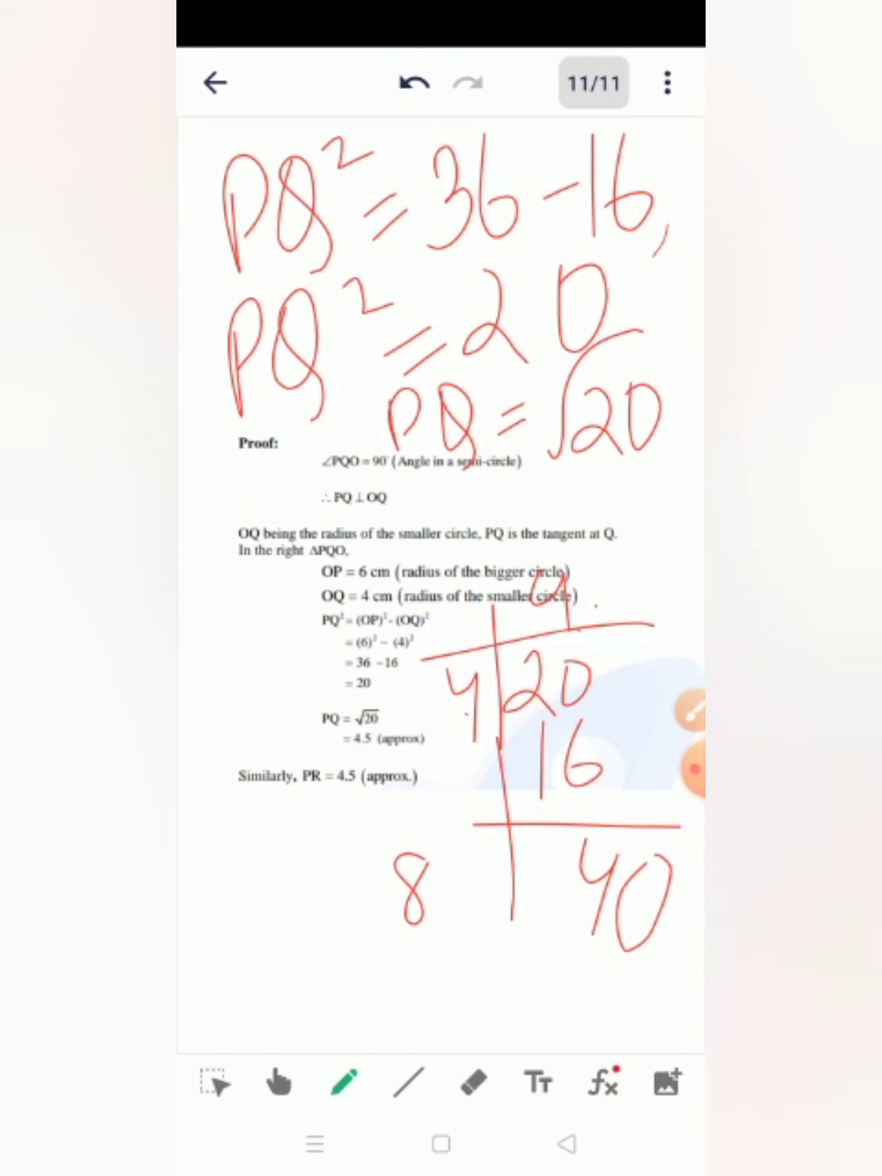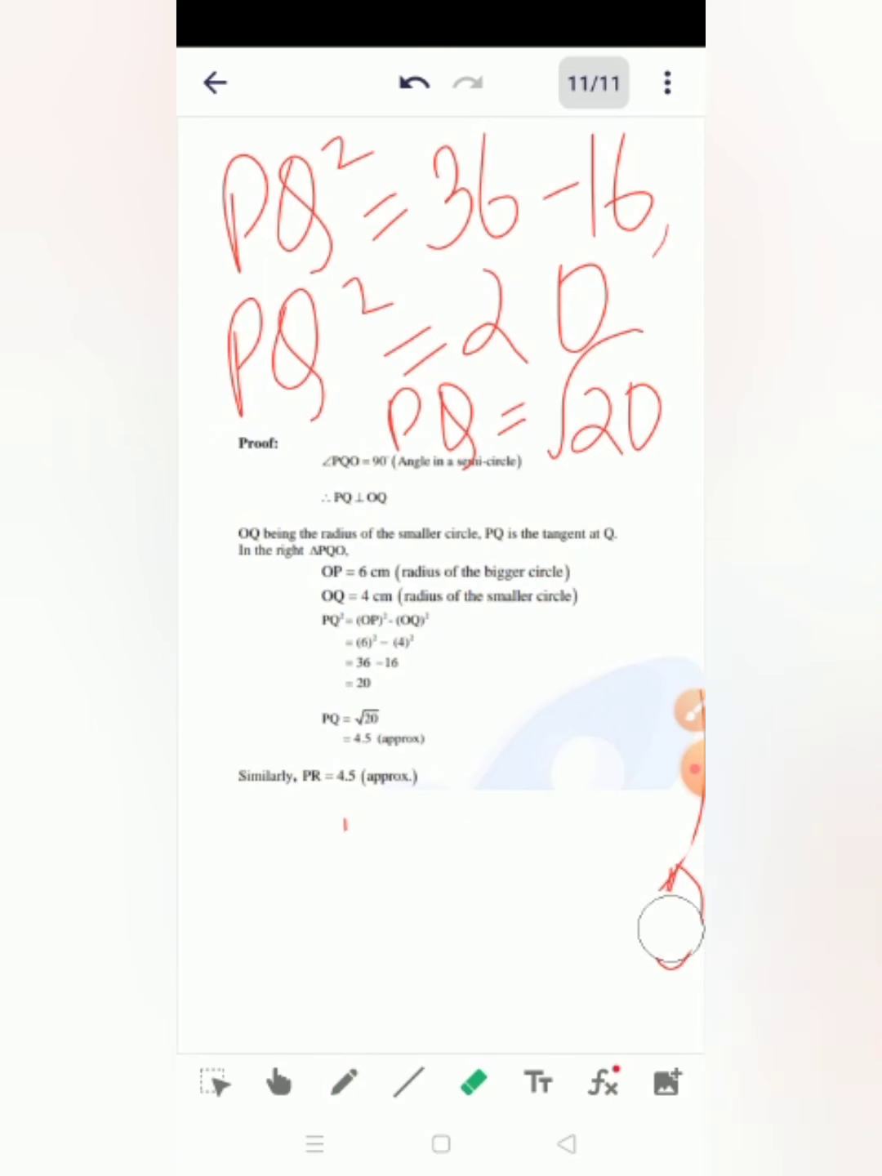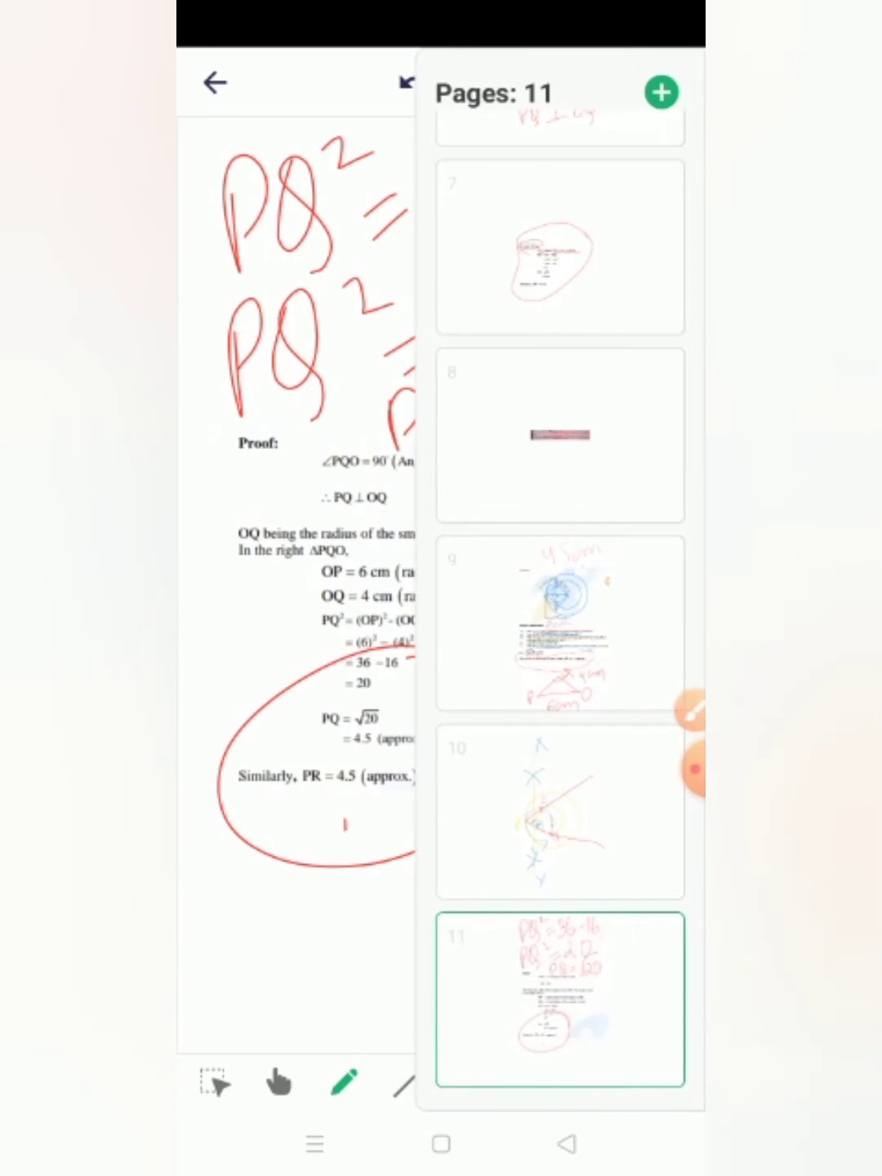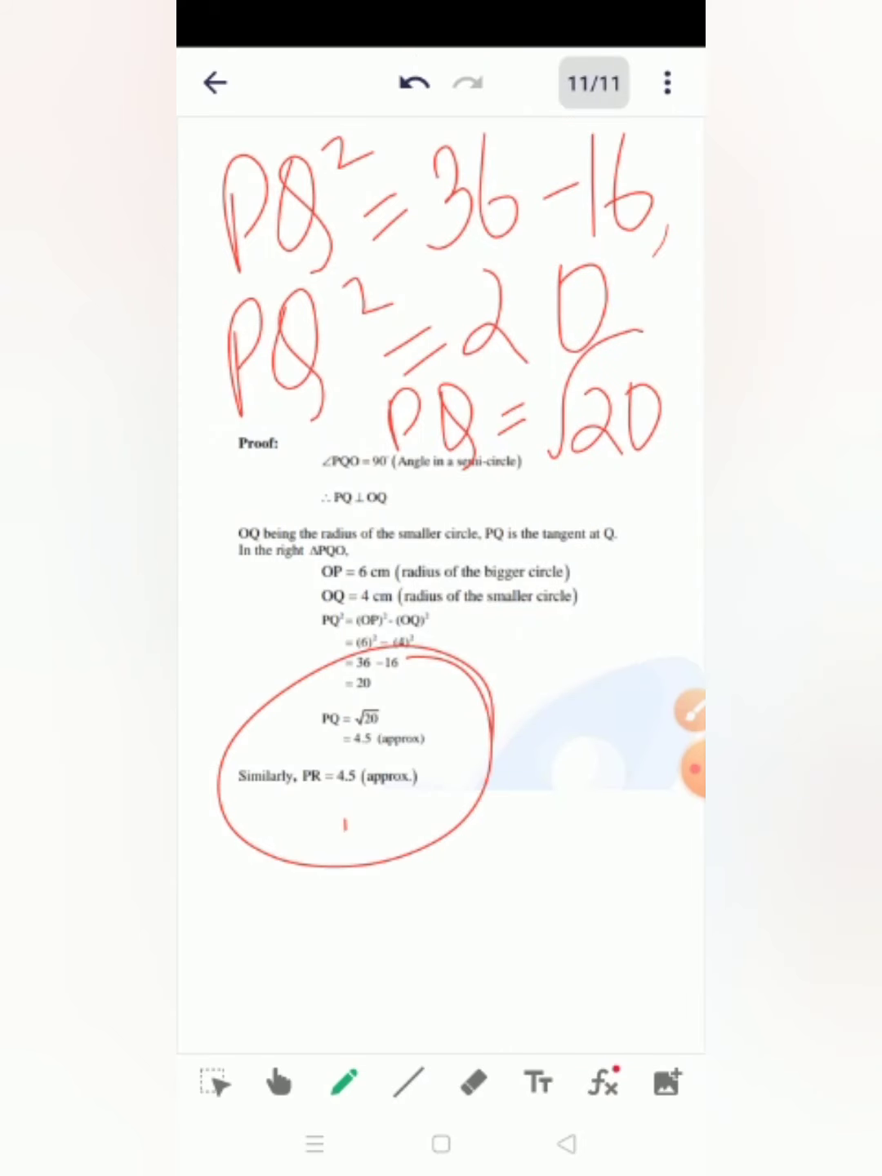So 4 again. If you put one more 0, you will get 8 something. 8 5s are 40, so you will get 4.5. You need to solve like this. After this you will get your answer, that is 4.5, which is approximate. If you have proved this, then it is proven. The question just simply tells us to do this. Okay, done. Question number 2.